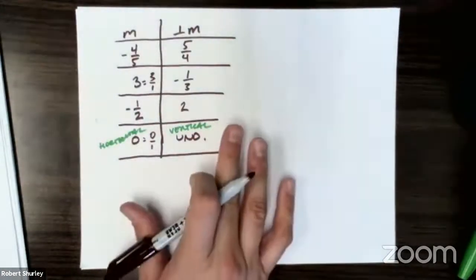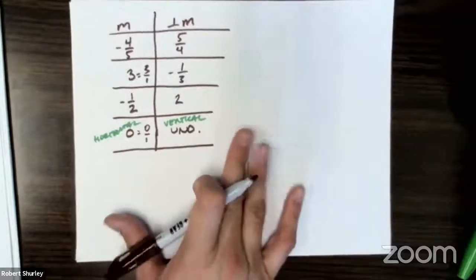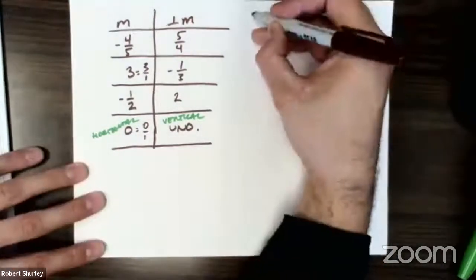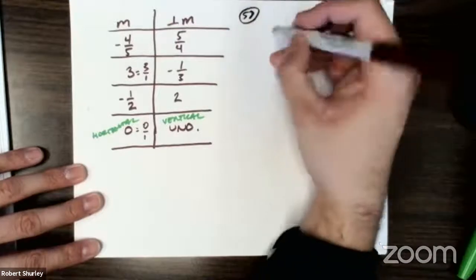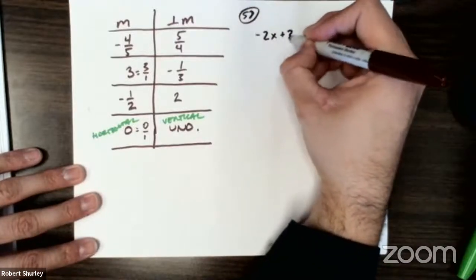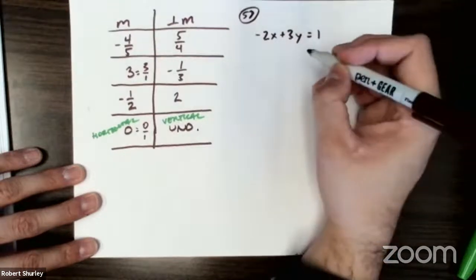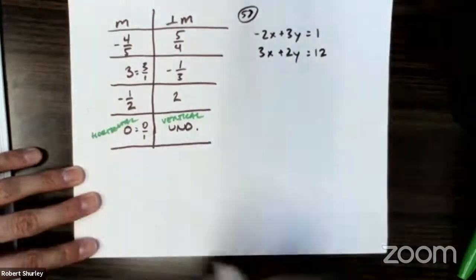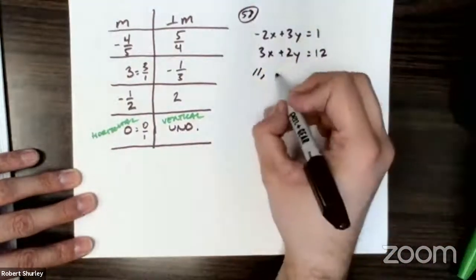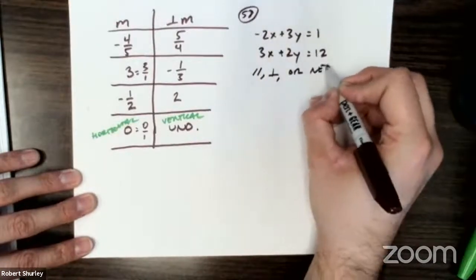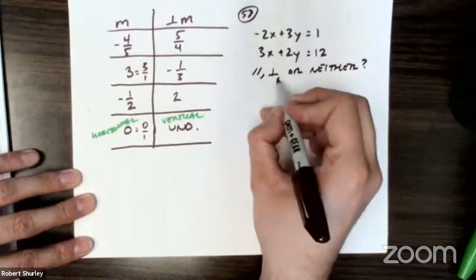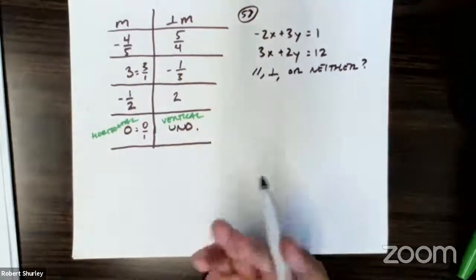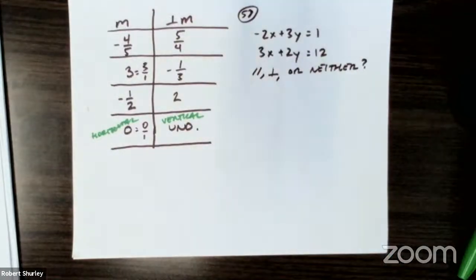So let's do one like that, but not as easy. It's not kind of given to you in a way. So let me steal one here. Let's do 58. This is on page 196, number 58, and it says negative 2x plus 3y equals 1, and 3x plus 2y equals 12. And I'm going to ask you, are these parallel, perpendicular, or neither? Now, to do this, we're just going to solve for y on both of them, and then look at the slopes.